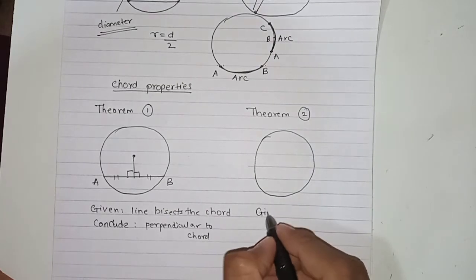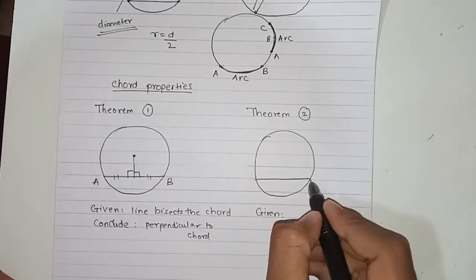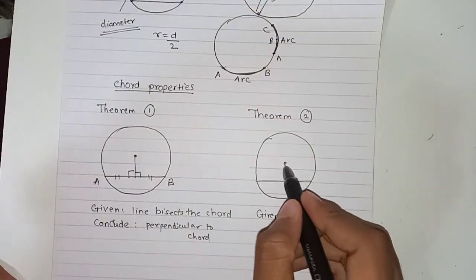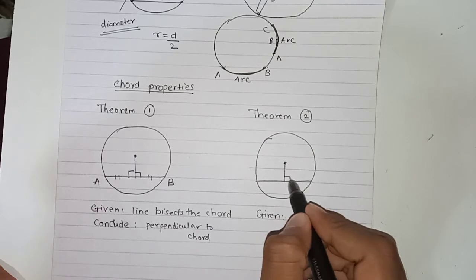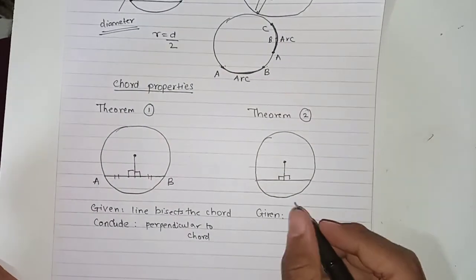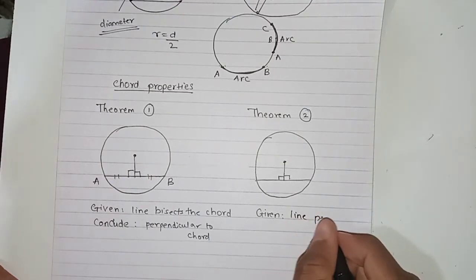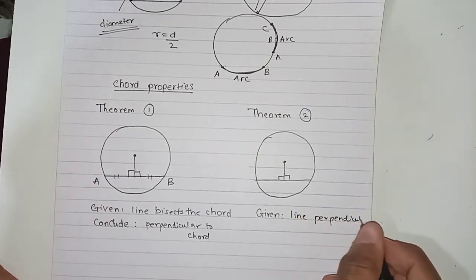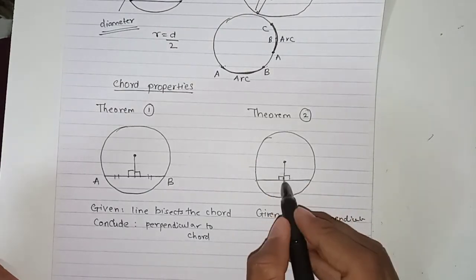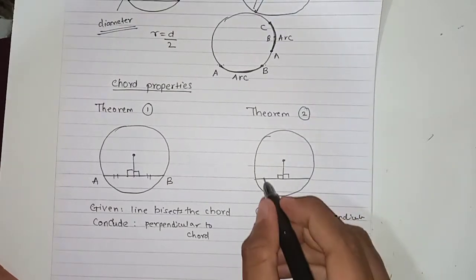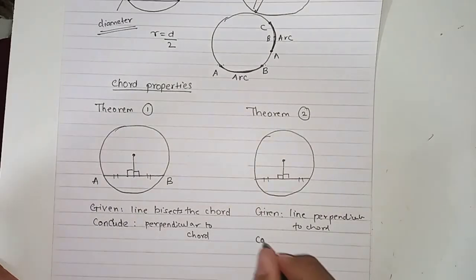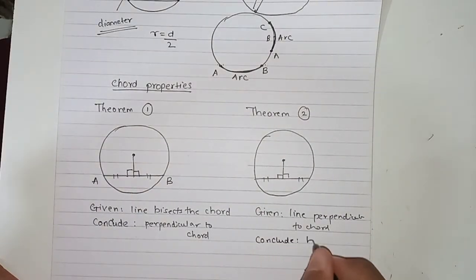Here they will say, if this is a chord and let's say this is the center, theorem 2 says that if I draw a line which is perpendicular to the chord, a line perpendicular to the chord, then this line will definitely bisect the chord. Okay, so what will be the conclusion here? That it will bisect the chord.